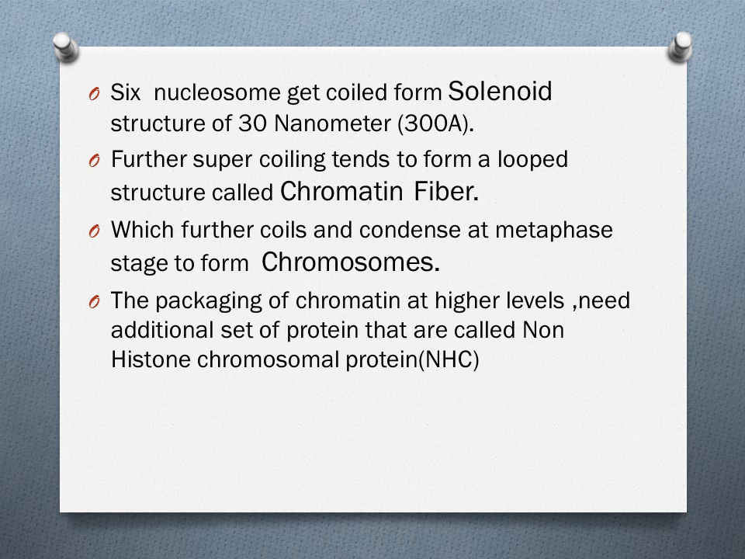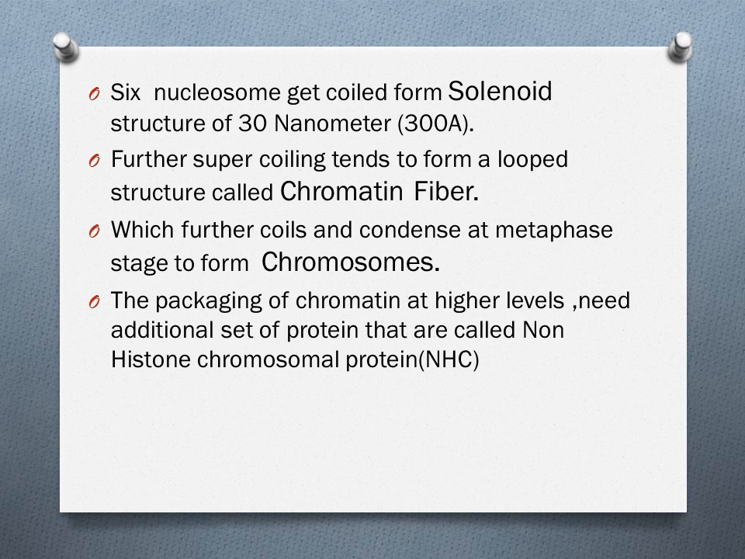Then further supercoiling tends to form a looped structure, which is called a chromatin fiber. First DNA, then nucleosome, then solenoid, and the further structure is the chromatin fiber. What is the chromatin fiber? That is the supercoiling which tends to form a looped structure, that structure is called a chromatin fiber. And then after chromatin fiber, it further coils and condenses, आणखीन coiling होते, आणखीन condensation होतं. And at metaphase stage, we know the metaphase chromosomes are the advanced condensed state chromosomes, and that chromosome is formed: first DNA, then nucleosome, then solenoid, then chromatin fiber and then chromosome.